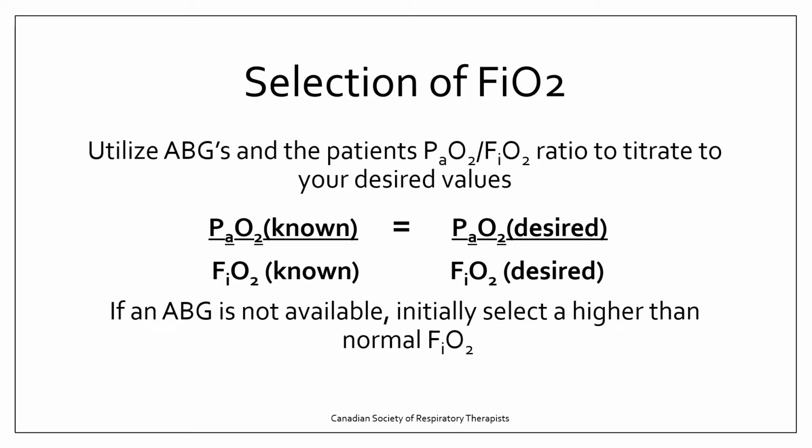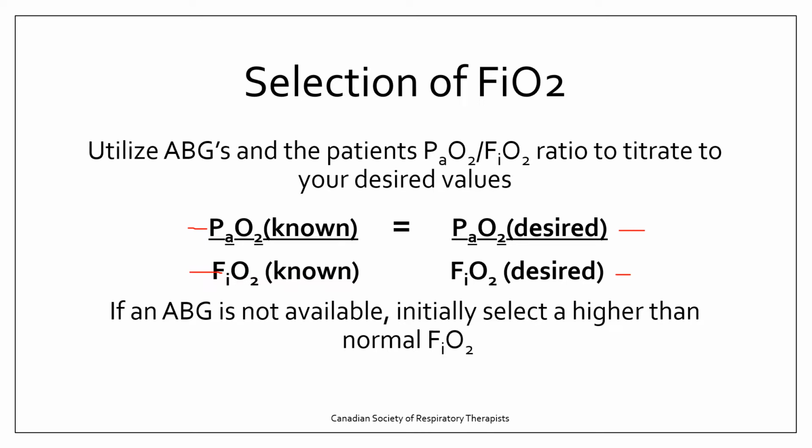Now the selection of FiO2, the best way to choose which FiO2 to use would be if we had a baseline blood gas. So if we have a baseline blood gas, then we can use that PaO2 and our FiO2 to titrate to a desired value. There's a formula on here. So we have our known PaO2 from our blood gas, and we have our known FiO2 from our blood gas, and then we can titrate that by knowing what we want our PaO2 to be, so our desired PaO2, and we can determine what the FiO2 would be required to have that desired PaO2.